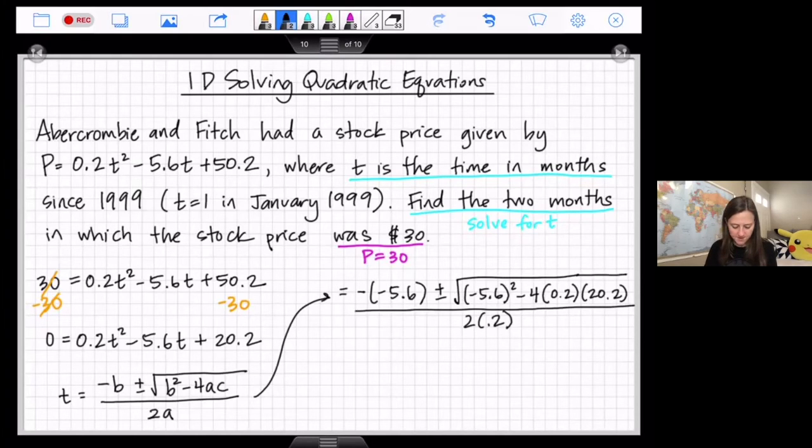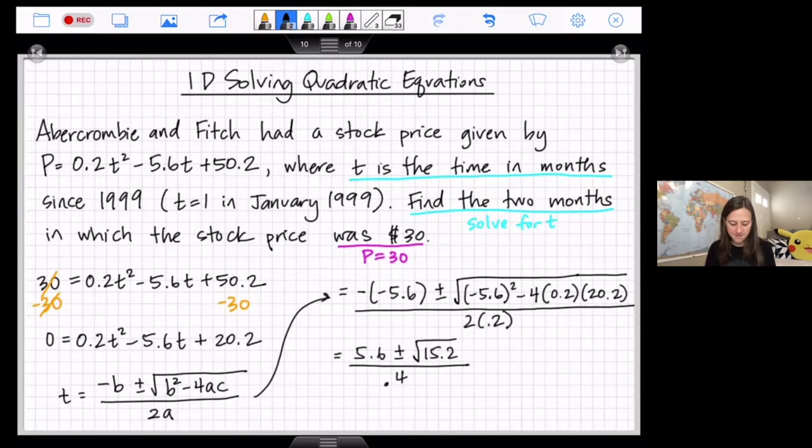All right, so let's figure out what's underneath the radical to simplify this a little bit. So negative 5.6 squared minus 4 times 0.2 times 20.2. I get 15.2 under the radical. So I've got a positive 5.6 plus or minus the square root of 15.2, and then 2 times 0.2 will be 0.4. You don't have to do these step by step like I do. I just find it's a little less common to make an error if you do these steps in smaller chunks at a time. All right, so let's do the positive first.